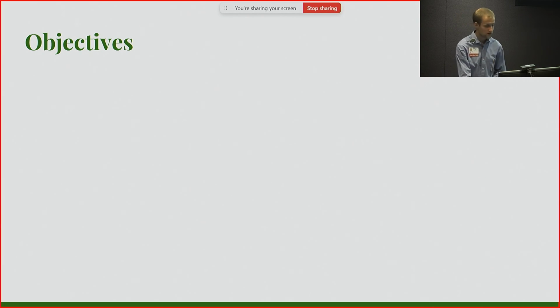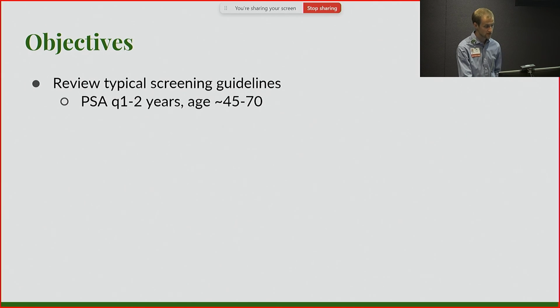So just quick to review what our objectives were. Typical screening guidelines: PSA every year or two, sometimes even every 2 to 4 years is fine, but I think every year or two is perfectly adequate from around age 45 if you're standard risk, maybe at age 40 if you're high risk and you've had a family member that had prostate cancer at a young age, up to about age 70.